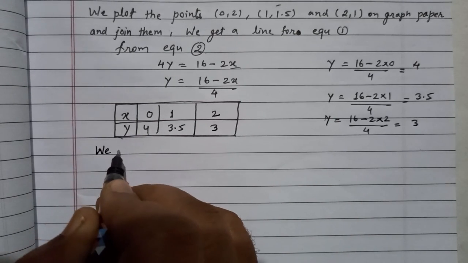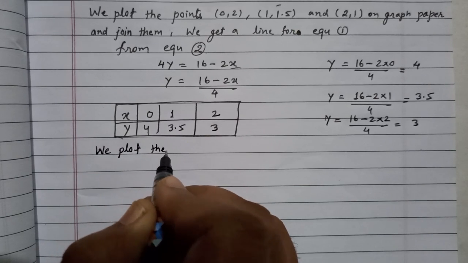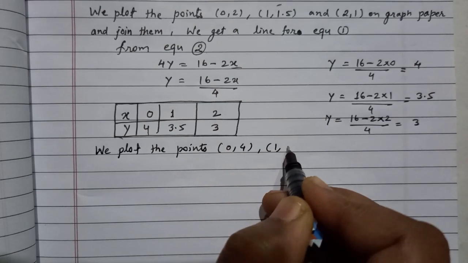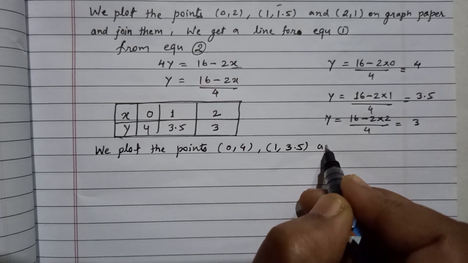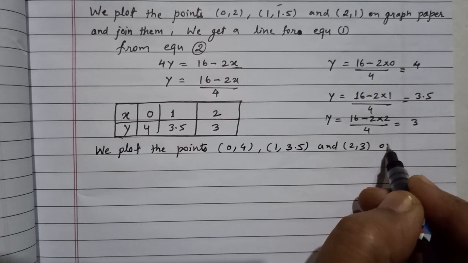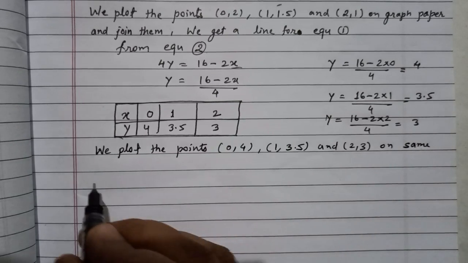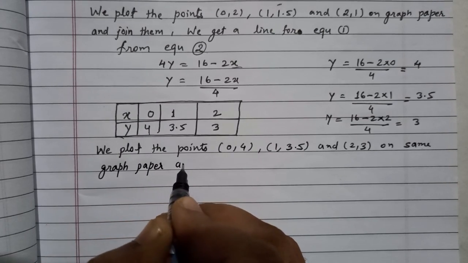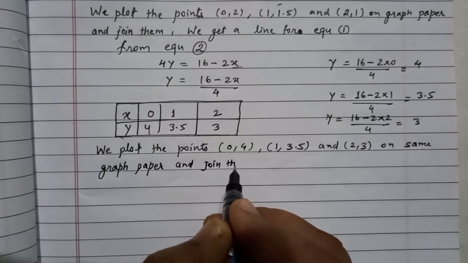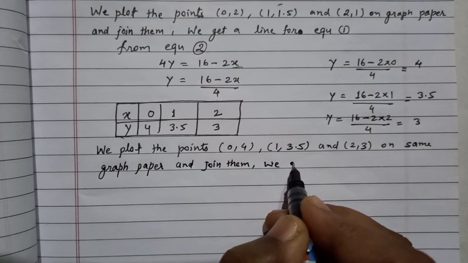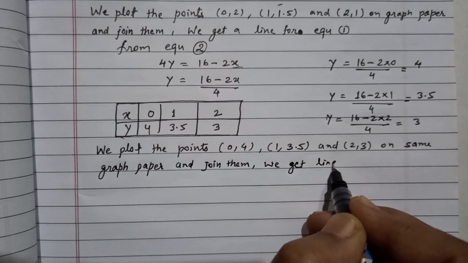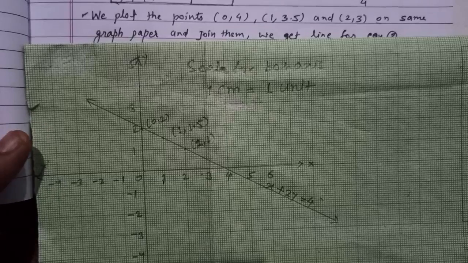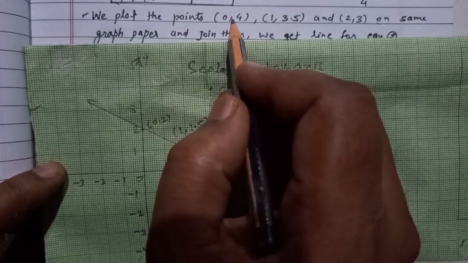Now, we plot the points 0, 4, 1, 3.5 and 2, 3 on same graph paper and join them. We get line for equation 2.